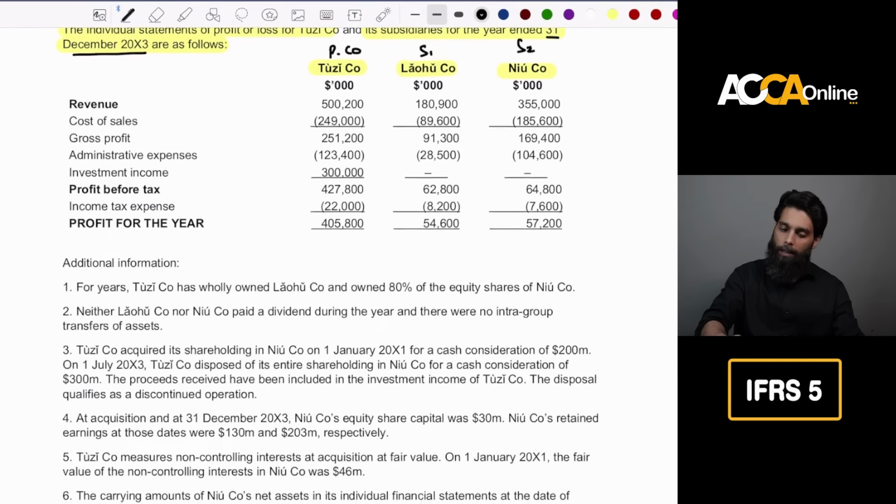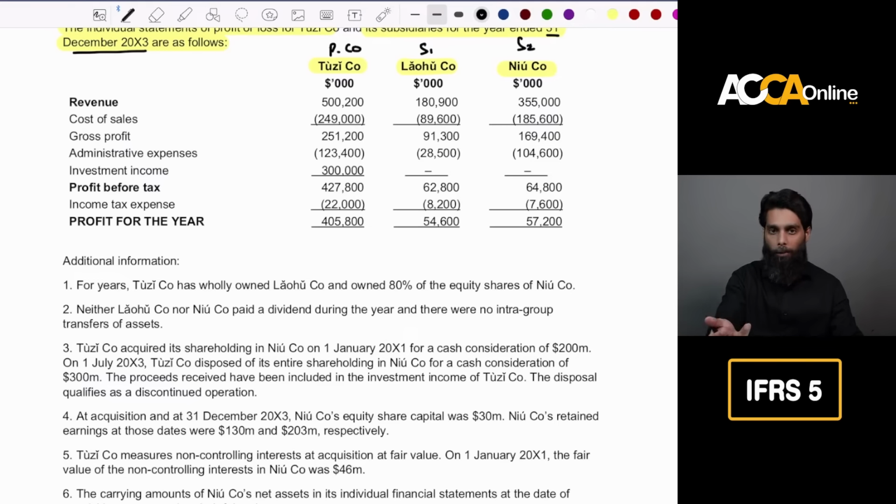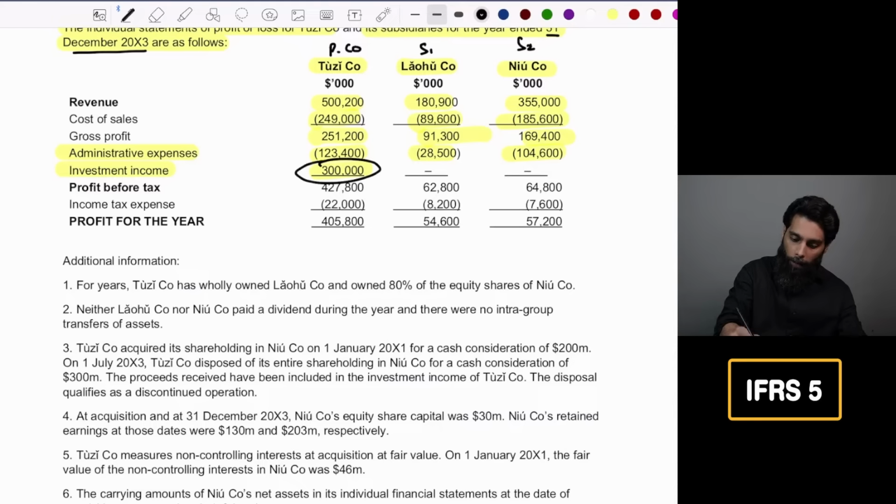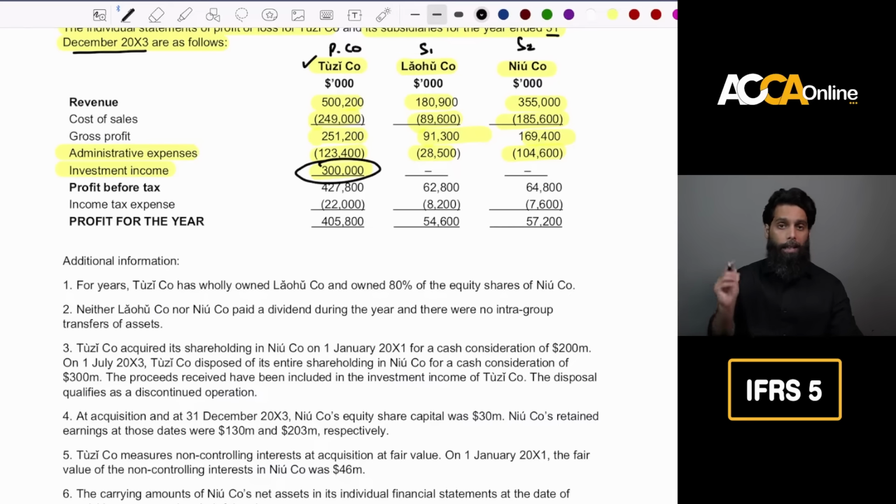All right. Now, these are very crystal clear and simple profit or loss statements, nothing technical here. You have been given revenues of the parent company and its 2 subsidiaries, cost of sales respectively, gross profits respectively. Then you have been provided with some administrative expenses of each of the 3 companies. You also see that there is a specific line item of investment income of 300,000, and this investment income of 300,000 is only present within the individual P&L of your parent company. So we need to take care of this.